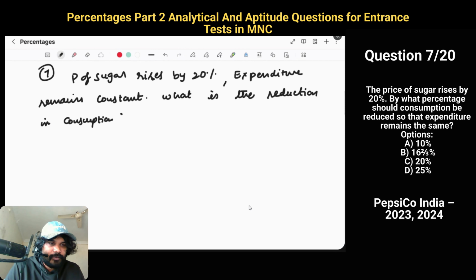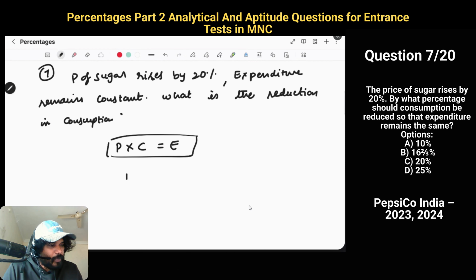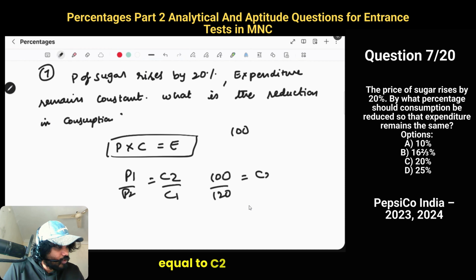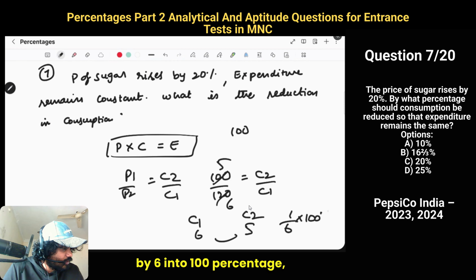Have you done it? Or doing it. So you know the price into consumption equals expenditure. P1 into C1 equals P2 into C2, so P1 by P2 equals C2 by C1. Price 1 is 100, price 2 is 120, equal to C2 by C1. So 5 by 6, so C1 to C2 is 6 to 5. Difference is 1 by 6 into 100 percentage, which will be 16 2 by 3 percentage decrease.